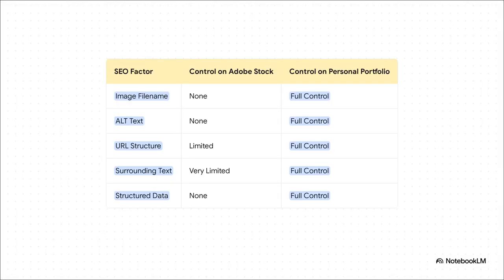And here it is. This is exactly why you need your own website. Just look at this. On Adobe Stock, you have zero control over some of the most powerful SEO factors, things like the image file name, the alt text, the surrounding copy. But on your own portfolio, you get full absolute control over every single one. You're not just playing on their field anymore, you are making your own rules.